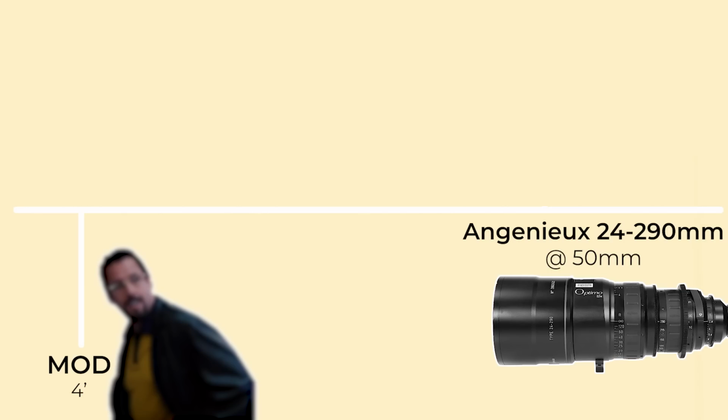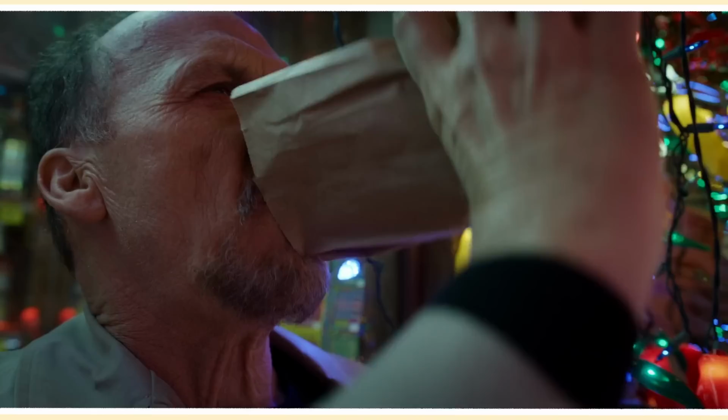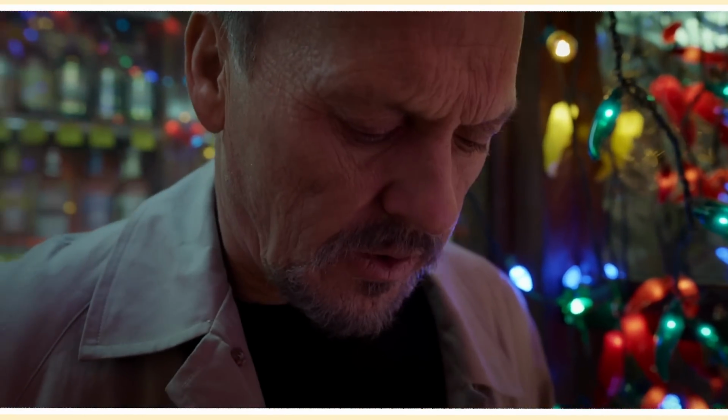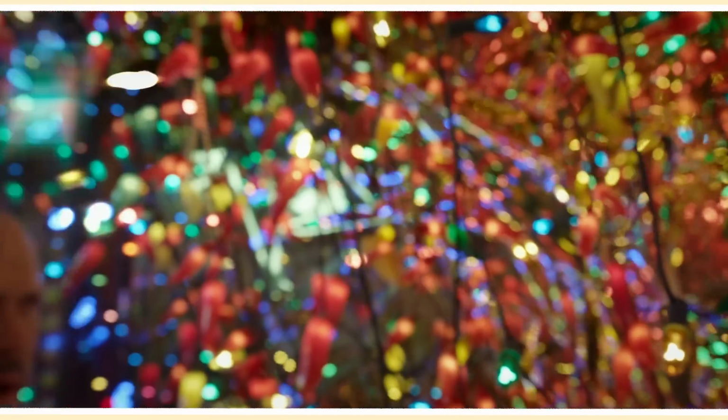For example, the closest that an Angenieux 24 to 290mm zoom can focus, set at a 50mm focal length, is 4 foot. A Zeiss Master Prime 50mm lens, on the other hand, can render objects in focus up to only 20 inches away. So if you want to shoot a close-up of a face or a detail, you can get much tighter with a prime lens than with a zoom lens before you lose focus.